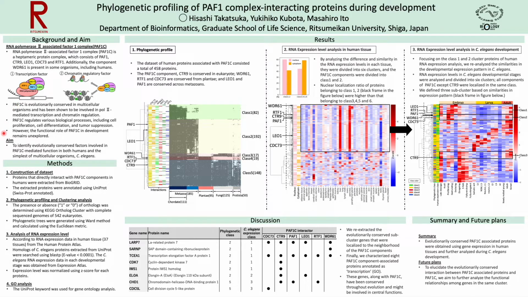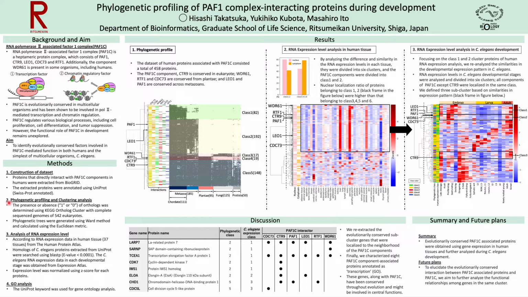Therefore, in this work, we attempt to identify evolutionarily conserved factors involved in PAF1C-mediated function in both humans and the simplest of multicellular organisms, C. elegans. First, we constructed a dataset of proteins that interact with PAF1C components in humans using BioGRID and UniProt. Second, we performed a phylogenetic analysis.